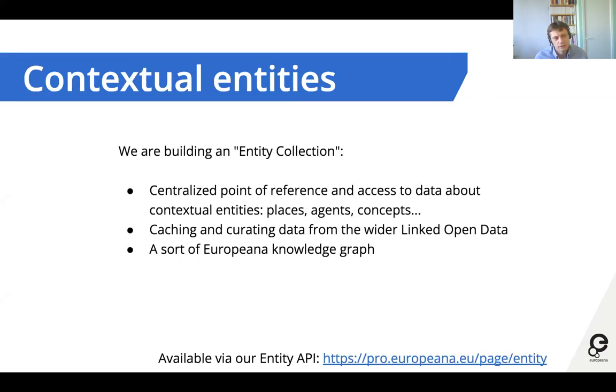And for this, we are building what we call an entity collection, which is aimed to be a centralized point of reference for data about contextual entities in Europeana. Again, places, agents, concepts. So we build this by caching and curating data that we gather from the wider linked open data cloud. And basically, it gives us, in the end, a sort of Europeana knowledge graph that we can use to provide better access to the collections that we serve. And this is available via a specific API, which I will come back to a bit later.